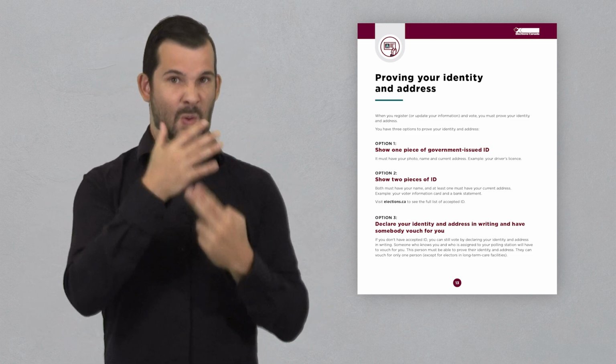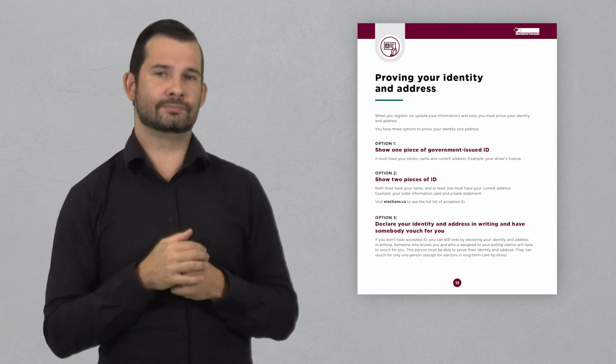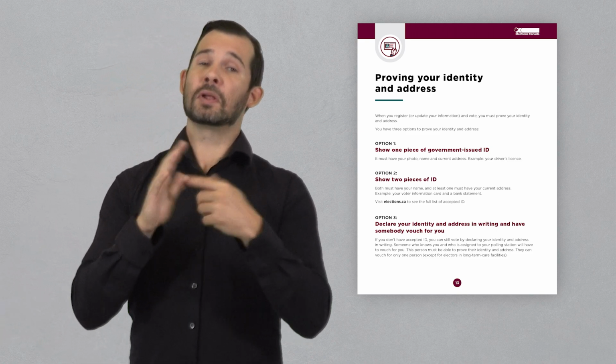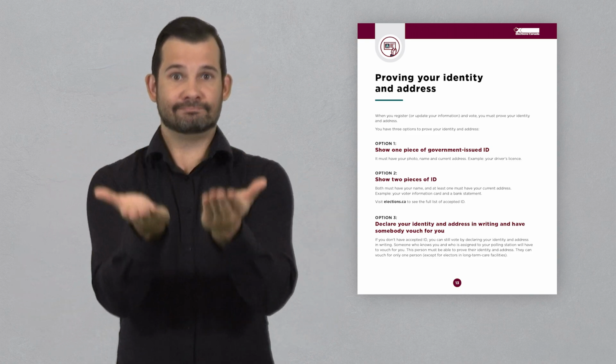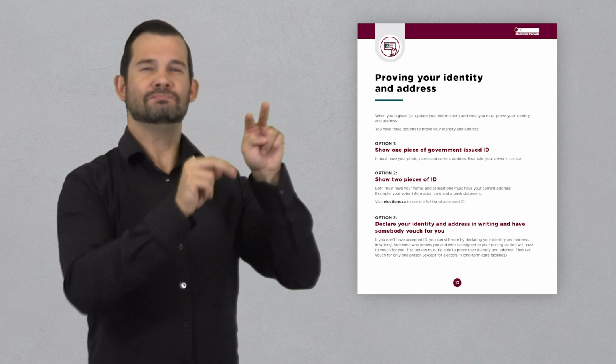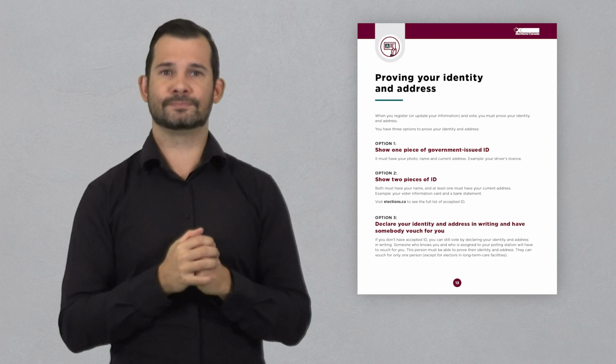Option 2. Show 2 pieces of ID. Both must have your name, and at least one must have your current address. Example, your voter information card and a bank statement. Visit elections.ca to see the full list of accepted ID.